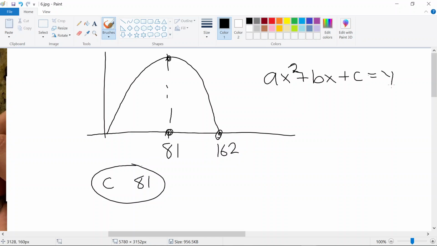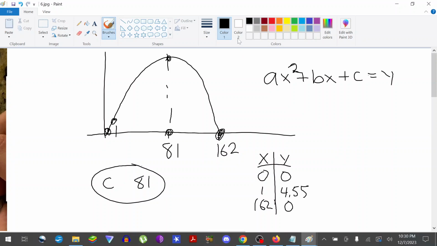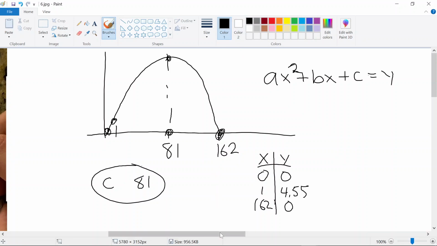Now some values are given. The question states that when x is 0, y is 0. The first part of the arch is at the origin. It says that when x is 162, y is at 0. So that's over here. And then it says when x is 1, y is at 4.55. Wherever that is on the graph, I don't know if it's to scale, but those are the points. So let me plug those points into this equation and try to come up with what A, B, and C are. If I can figure out what A, B, and C are, I've got this thing.